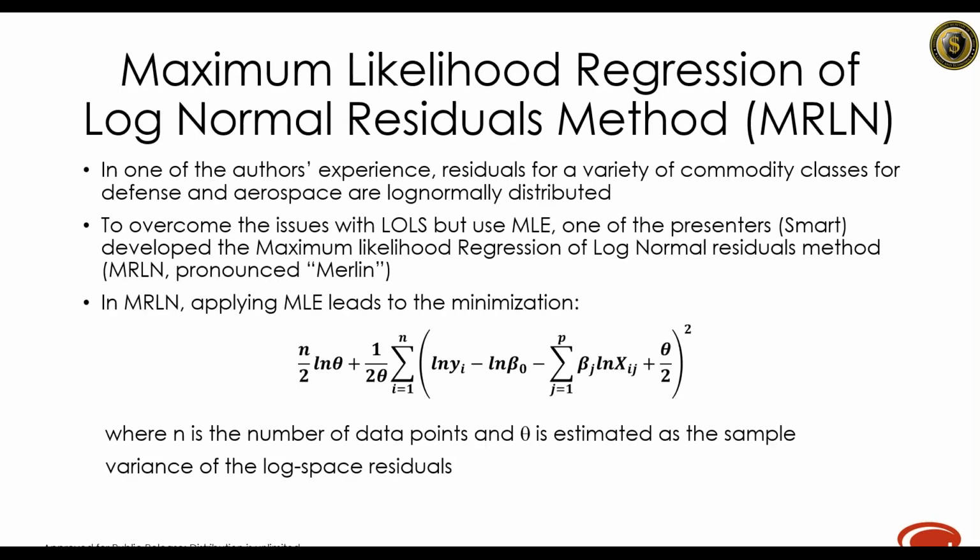And next up is our second nonlinear method, and that's Merlin. And this is developed by our own Dr. Christian Smart, estimates the mean log normal using the likelihood function. The goal of Merlin is to minimize the pictured function here, where n is the number of data points and theta is estimated as the sample variance of the log space residuals. And this is also calculated within Excel Solver.